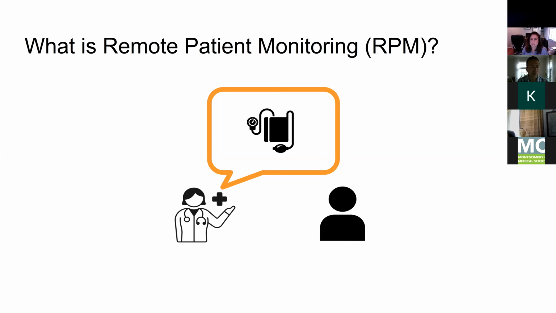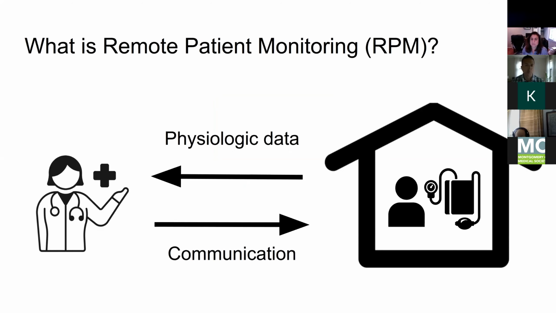That is the general concept of RPM. And Medicare has bought into this and decided that they're going to pay for it, as have many private payers. So the way this generally works is that you order the monitoring device for the patient. Again, this can be a blood pressure cuff, weight scale, or glucometer. And that patient takes that device home and checks their physiology typically once a day. That physiological data comes back to the practice, and then the practice communicates back with the patient.